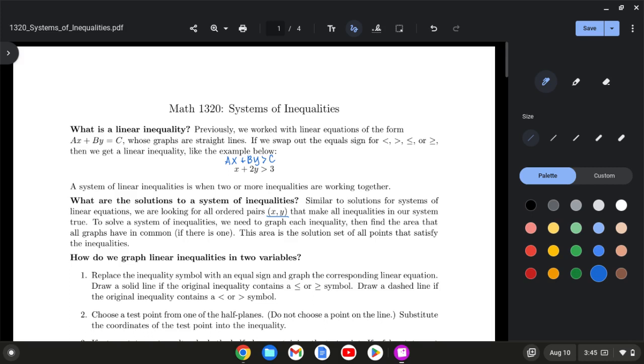And so in order to find them, it's going to be easier for us to actually graph each inequality in our system, and then find the area that all graphs have in common, if there is one. That area is going to contain all the points that satisfy the inequalities, and we call that our solution set. So the area is our solution set.